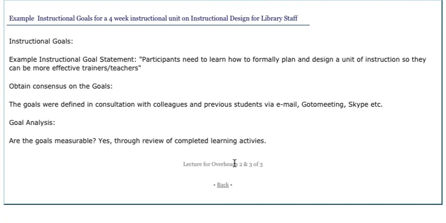So built into the instructional goal is that they will learn how to do this, and the why is that they can be more effective at teaching and training in their library context. The goal analysis: yes, we decided that we could review their completed learning activities at the end and see whether or not they progressed, whether or not their learning activities show that they are able to formally plan and design a unit of instruction and are therefore more effective. And we'll also talk about that more when we talk about follow through in step 5.